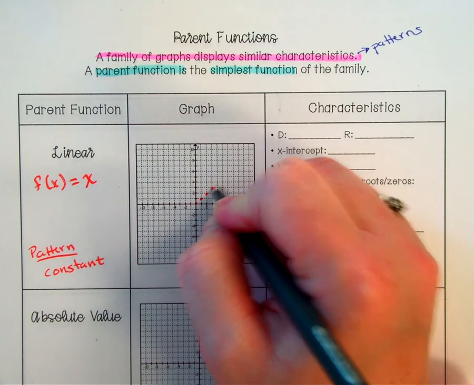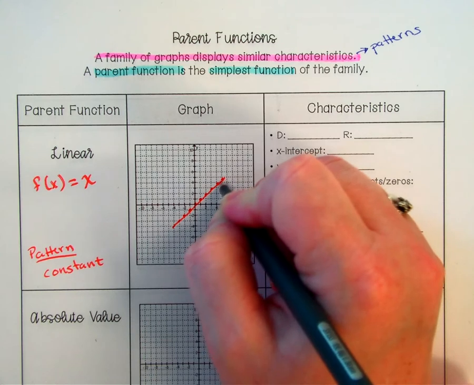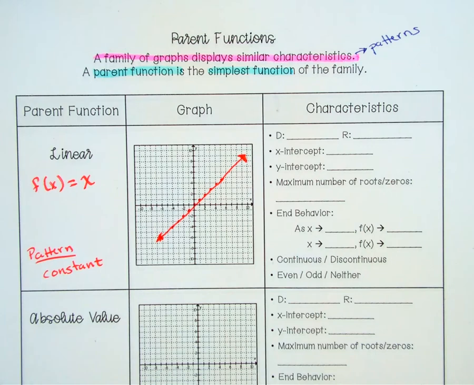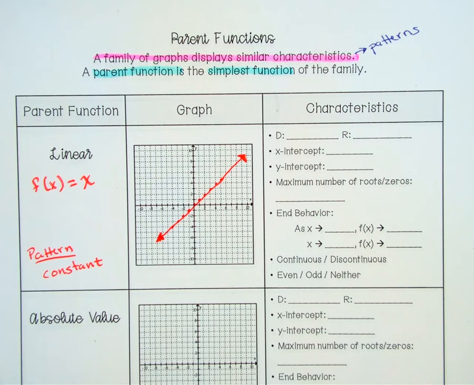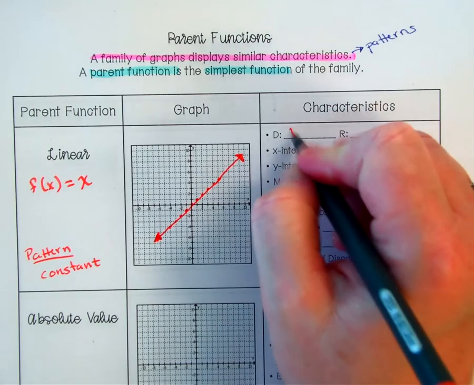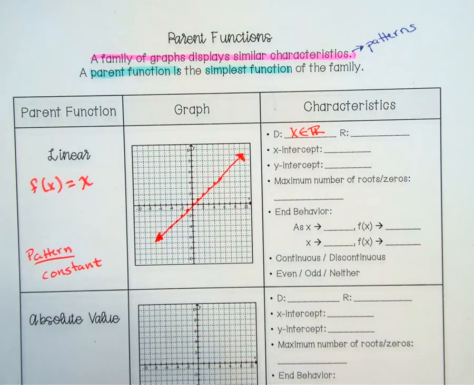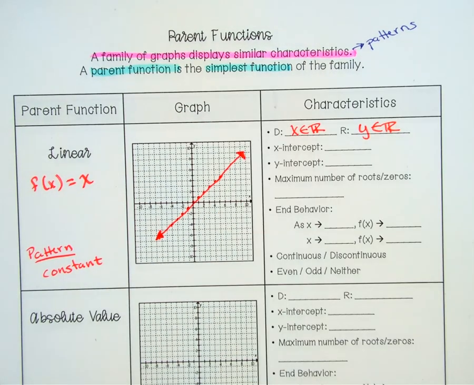So looking at our graph, our parent function has a slope of 1, and it goes through the origin, and it looks like that. So our parent function for our linear is f of x equals x, which is also y equals x, because remember, f of x and y are interchangeable. So for our linear functions, our domain is going to be everything, x is all real numbers, unless I chop off part of it. Your domain for your linear functions is going to be x is all real numbers. And our range is going to be y is all real numbers. Those are always going to be the same.